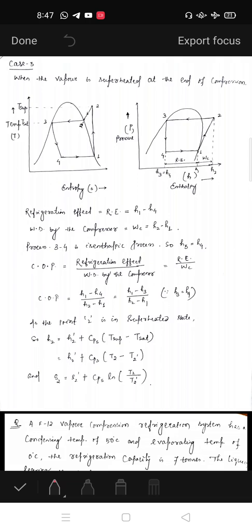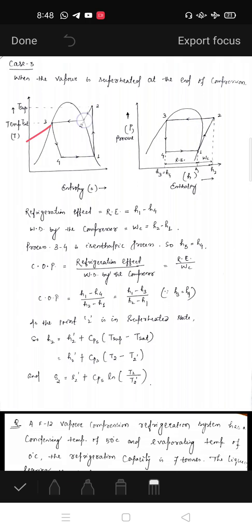Now see the corresponding TS (temperature-entropy) diagram and pressure-enthalpy diagram. In your TS curve, let this be your saturation curve, and in your PH diagram, this is your saturation curve. Let this be the upper pressure, that is your condenser pressure, and this pressure line is your evaporator pressure. Similarly here, this is your condenser pressure and this is your evaporator pressure.